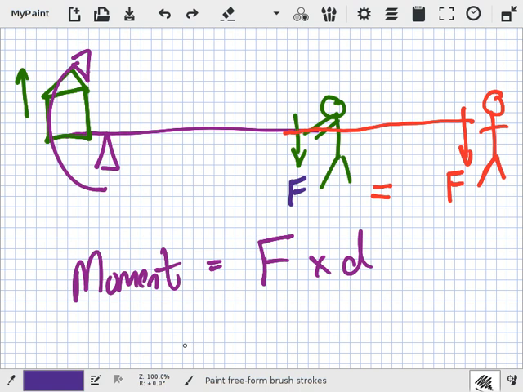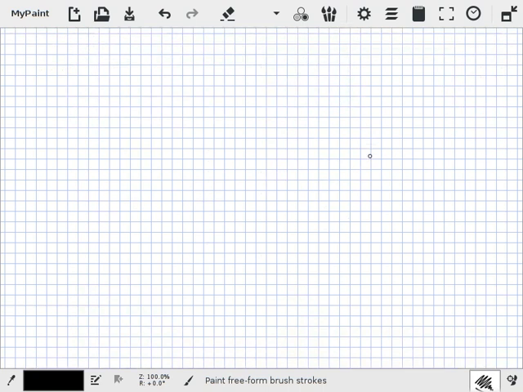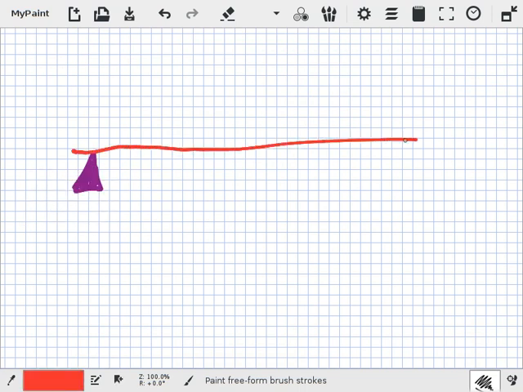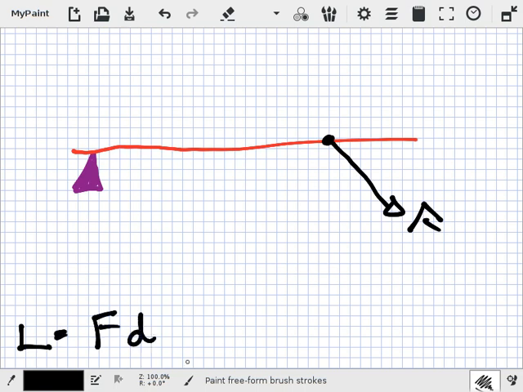Now we have to be a little bit careful because it gets a little bit complicated if you pull at an angle. If you don't pull straight, if you pull at an angle. Let me try and draw it. Okay. You are pulling at an angle. So you could say that the moment is the force multiplied by the distance. But the question is, what distance? It's not this distance.